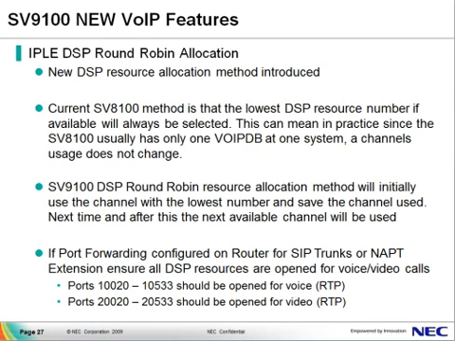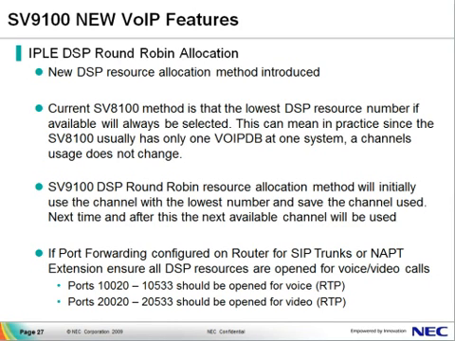IPLE DSP round robin allocation is a new DSP resource allocation method with the SV9100. The current SV8100 method for allocating DSP resources is to look at the lowest DSP resource number and check if it's available. If it is available, then this will always be selected. If the resource is busy, then the next lowest DSP resource will be checked, and so on. This can mean on some systems that the lowest DSP resources are always in use and is not particularly efficient. The SV9100 DSP round robin resource allocation method will initially use the channel with the lowest number and save that channel as a pointer. Next time, the system will search for the next available channel from the pointer used previously.